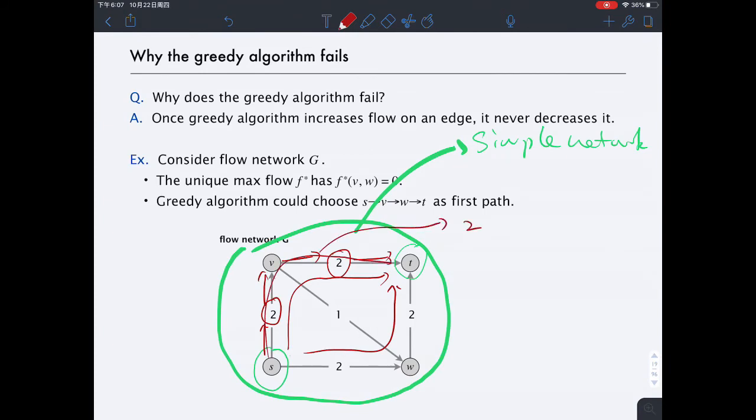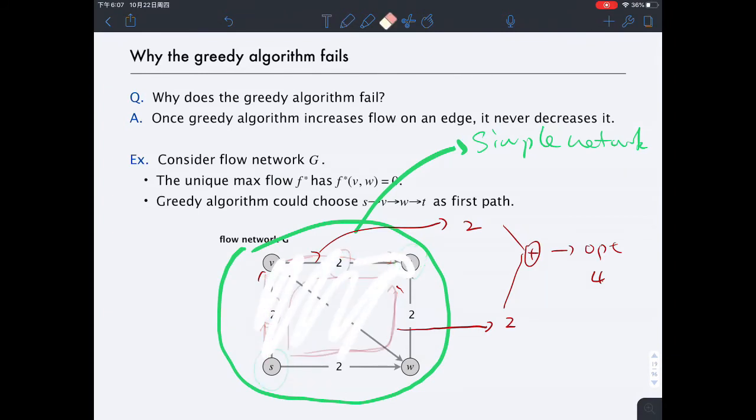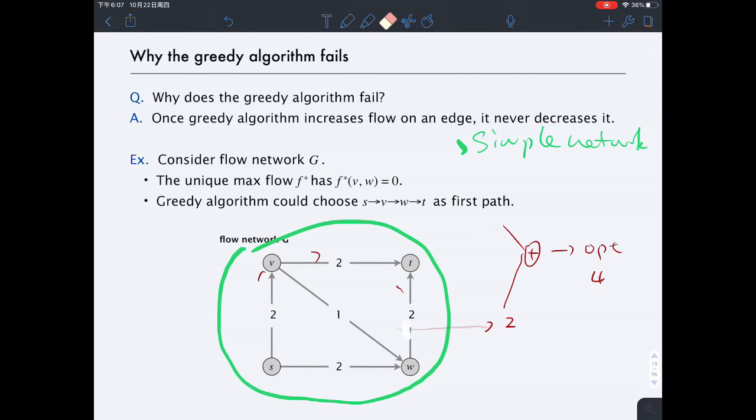The first path uses the edges connecting from S to V, from V to T. So the first path pushes 2 units of flow. Similarly, you can use another path moving from S to W, from W to T. This is also 2 units of flow. When you add this up, the optimal solution is obviously 4. It's really just that the network is too simple. By eyeball inspection, you are already able to find the optimal solution.